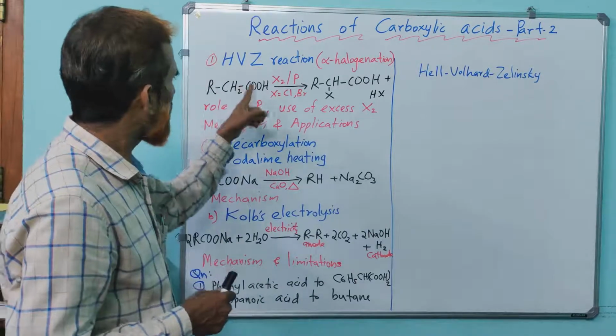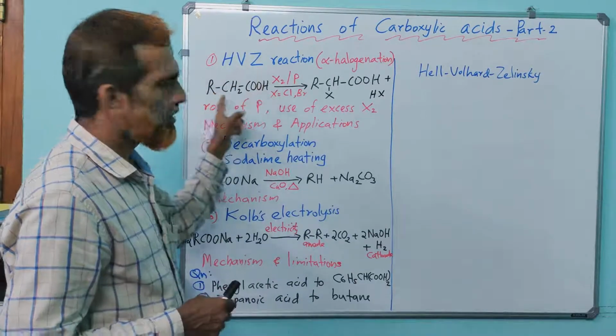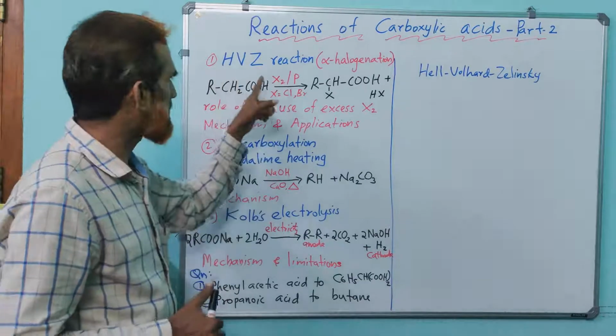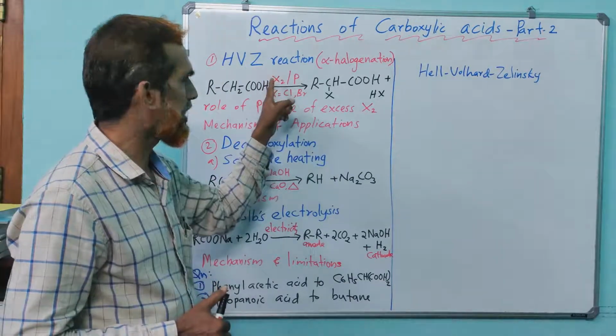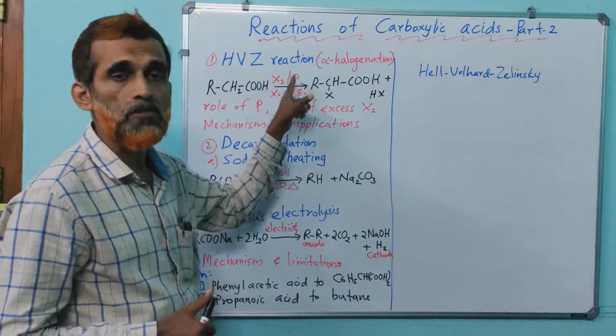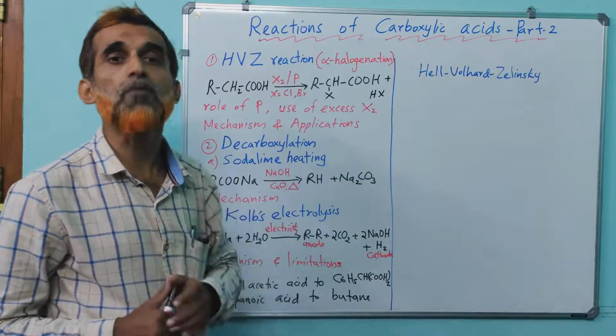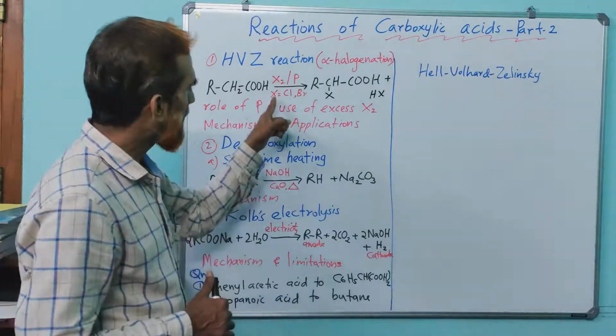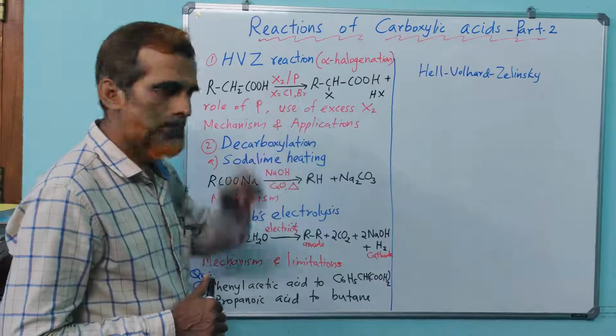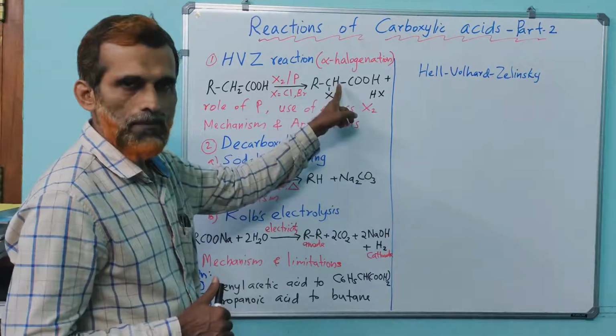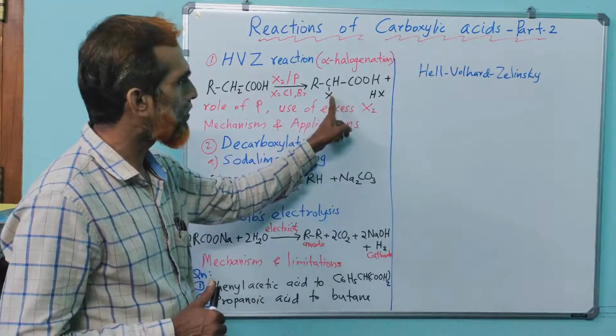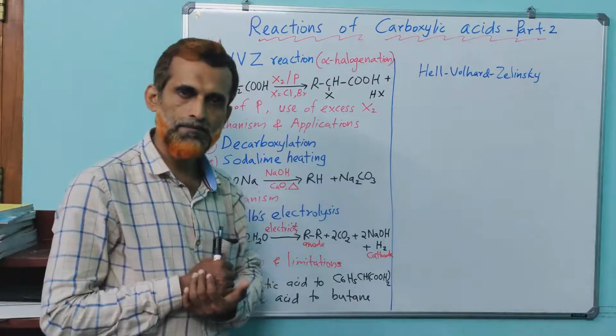Okay, so an aliphatic carboxylic acid is treated with halogen X2 in the presence of a small amount of red phosphorus. Halogen is generally chlorine or bromine, and you get the product, that is, alpha halo carboxylic acid.